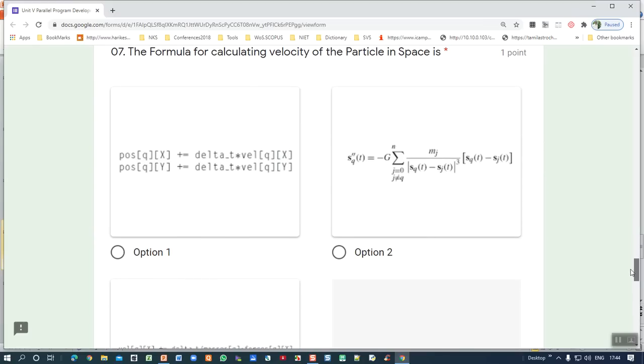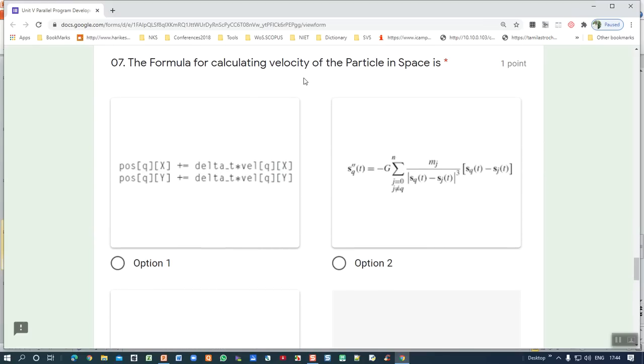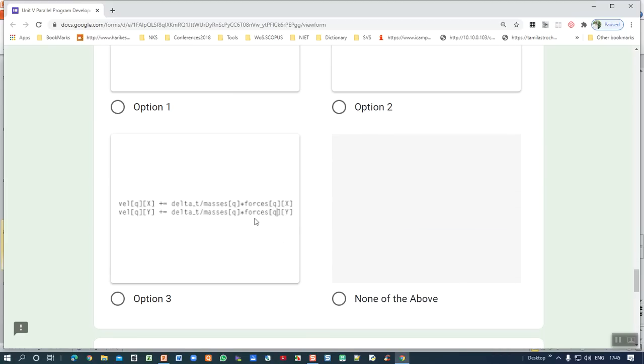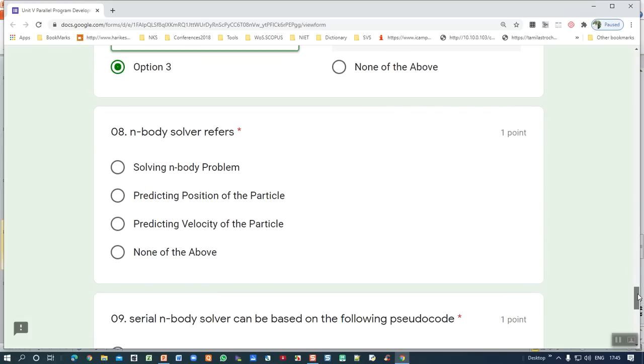And the seventh question, formula for calculating velocity of the particles. This is for positioning, and this is for acceleration. They may give different answers, and this is for velocity. So that is the velocity. Remember all the formulas.